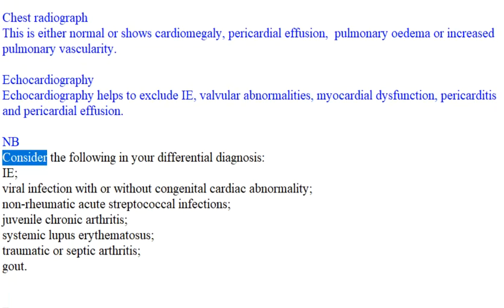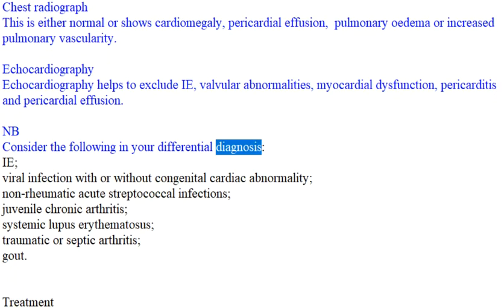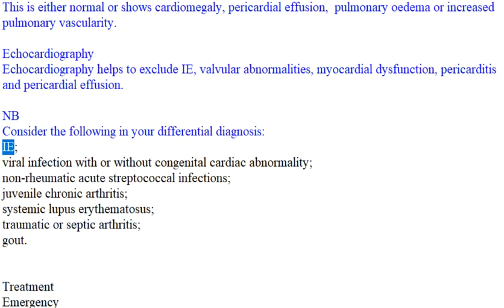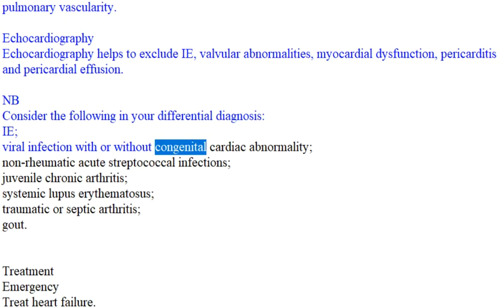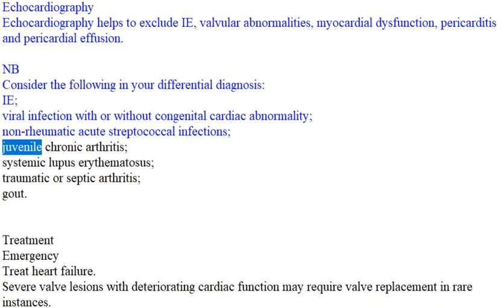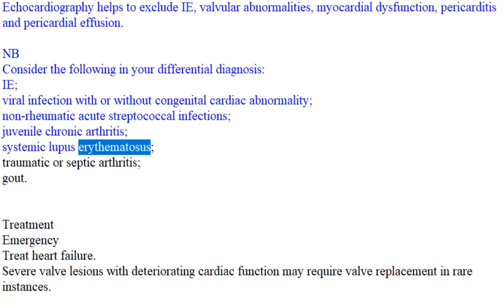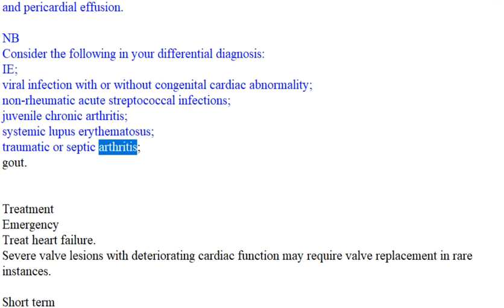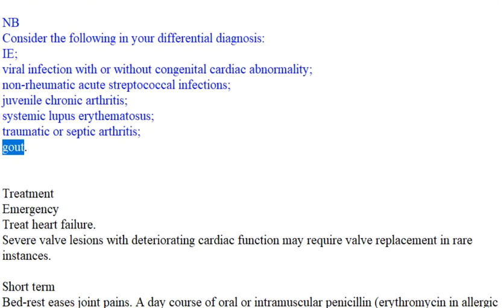NB. Consider the following in your differential diagnosis: viral infection with or without congenital cardiac abnormality, non-rheumatic acute streptococcal infections, juvenile chronic arthritis, systemic lupus erythematosus, traumatic or septic arthritis, gout.